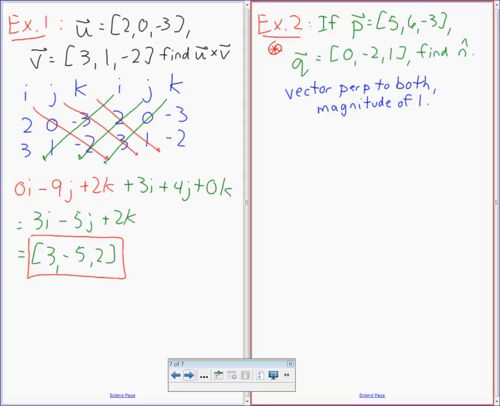Okay, so this is how this question is going to change. So the idea here is that whether you use P cross Q or Q cross P, it's going to give you a vector that looks something like this. How would I make this have a magnitude of 1?